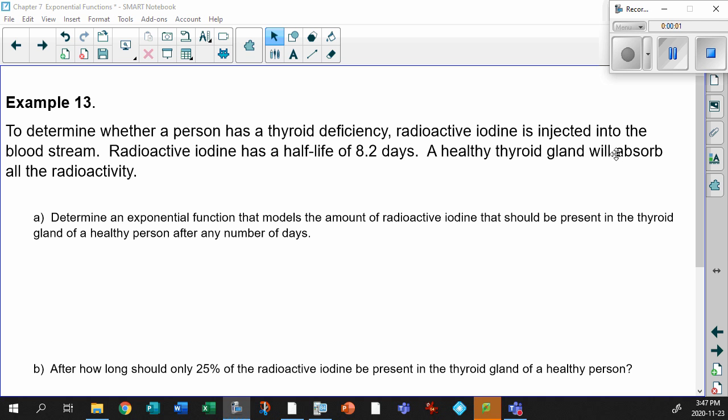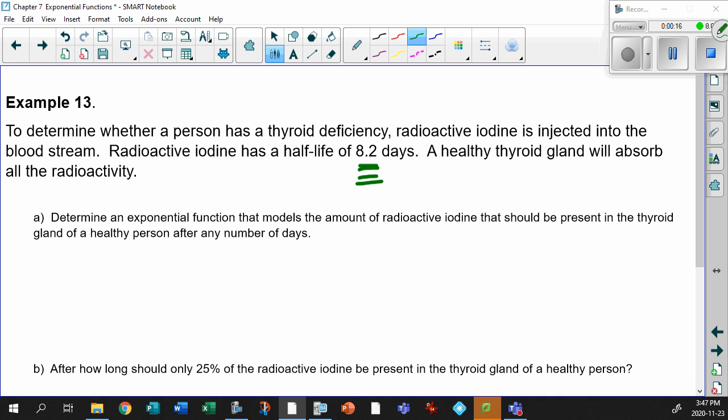Our last question on exponential decay, all right? Here we go. It says to determine whether a person has a thyroid deficiency, radioactive iodine is actually injected into the bloodstream. But the radioactive iodine has a half-life of 8.2 days. Okay? And a healthy thyroid will absorb all of this radioactivity.